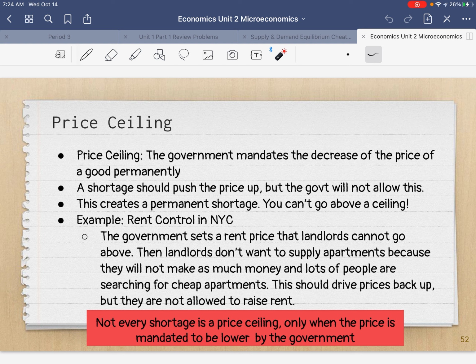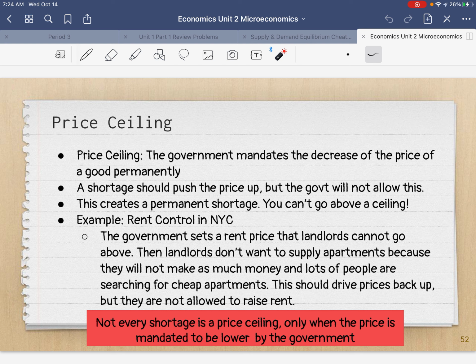And the reason that they do this is apartments in New York City are getting very, very expensive. Lots of people can't afford them, and people are getting priced out of their neighborhoods. That means that people who have lived there for years and years, their rent is raising, but their incomes are not raising. And so they can't live in the neighborhood they've been living in for years.